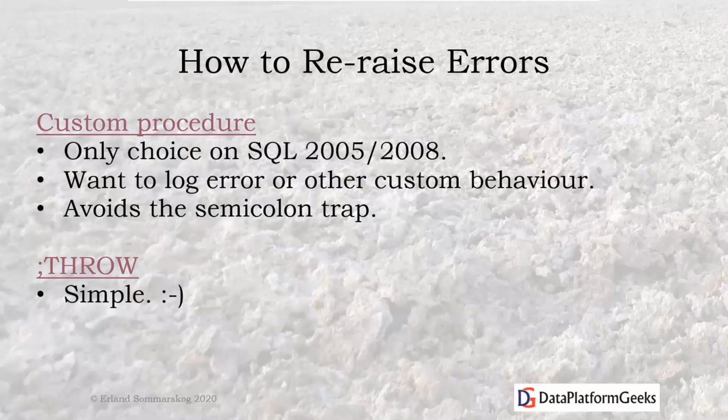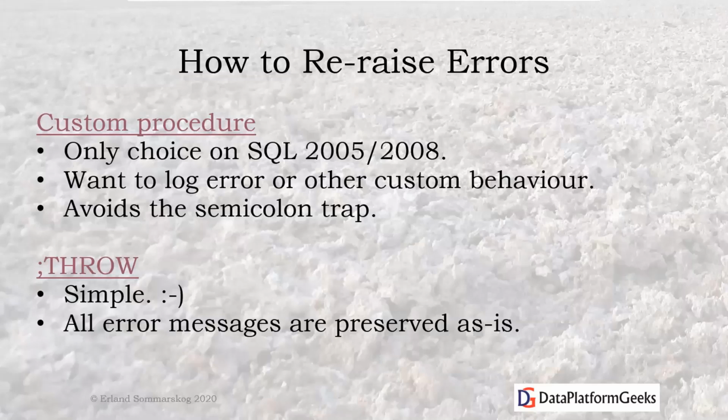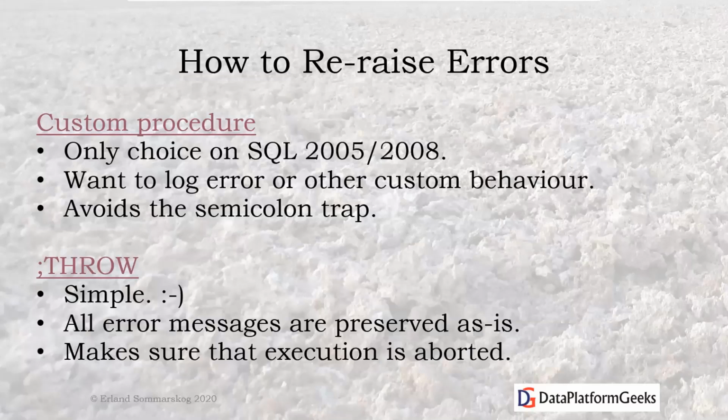I mean, you don't have to write an extra procedure. You just put it in and you're done. And you get back all error messages preserved as is, which is, of course, also very great. And you also make sure that execution is aborted. This form of semicolon throw also always aborts the batch. But we could, as you saw, we could do this. The last thing we could achieve with the custom procedure as well.